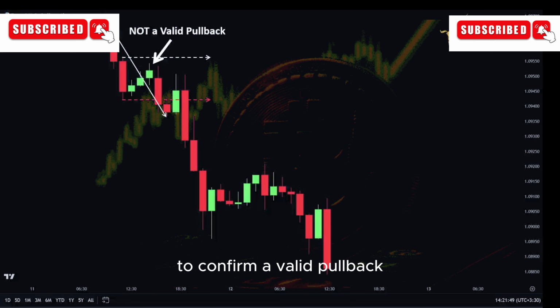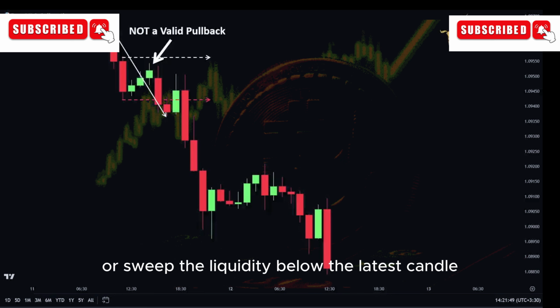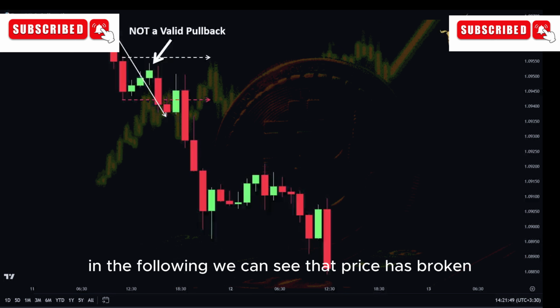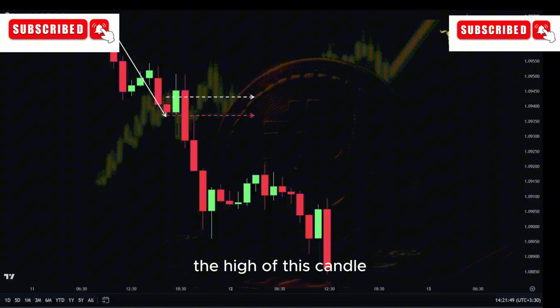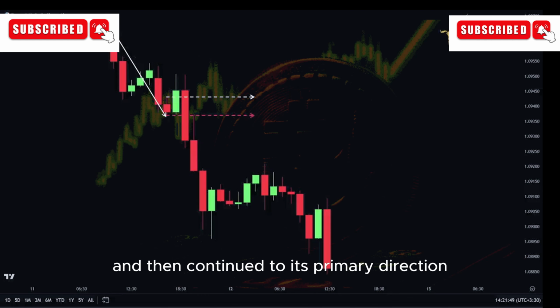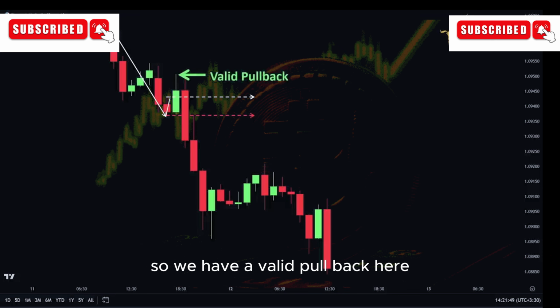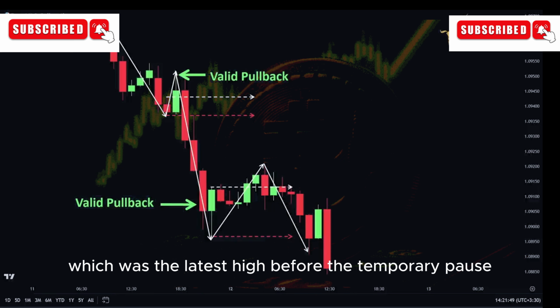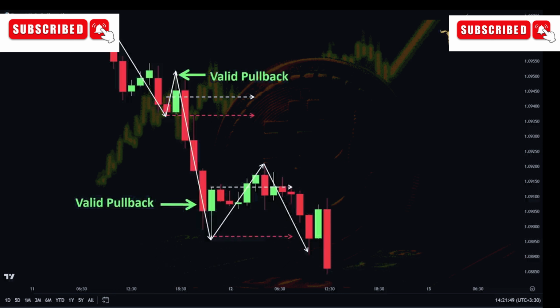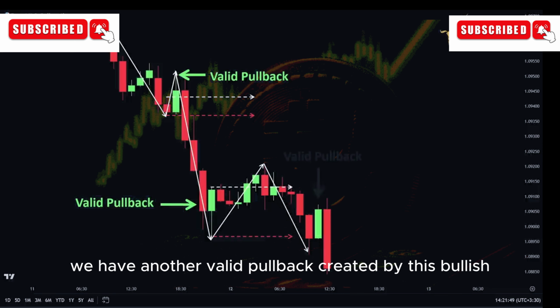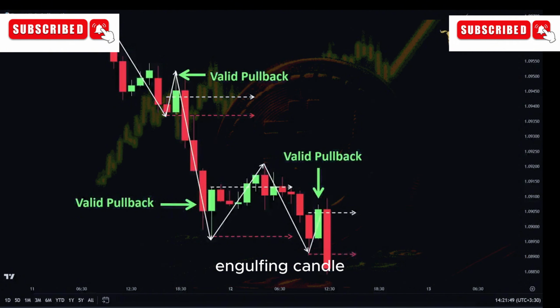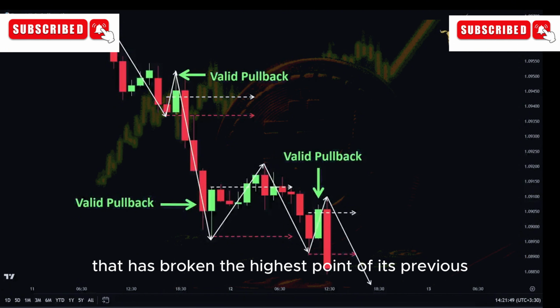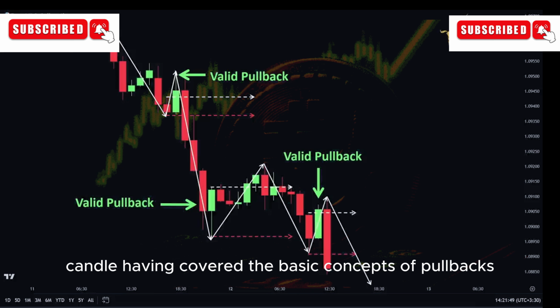To confirm a valid pullback, the price must break or sweep the liquidity above the latest candle, created just before the temporary pause. In the following, we can see that price has broken the high of this candle and then continued in its primary direction, so we have a valid pullback here. Similarly, we have another pullback, as price has broken the highest point of this candle, which was the latest high before the temporary pause. Subsequently, we have another valid pullback created by this bullish engulfing candle that has broken the highest point of its previous candle.